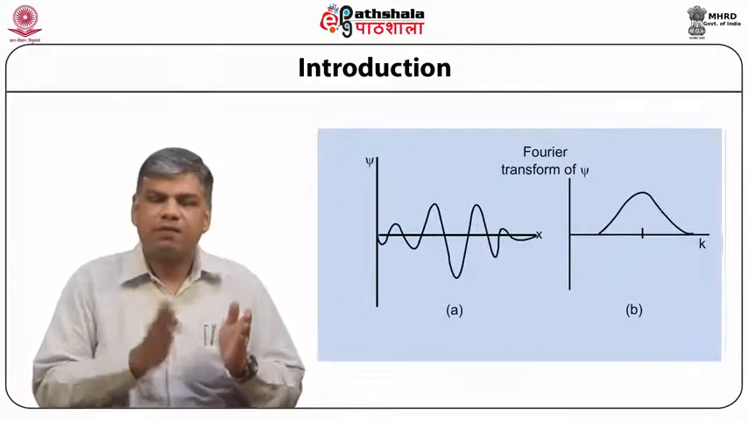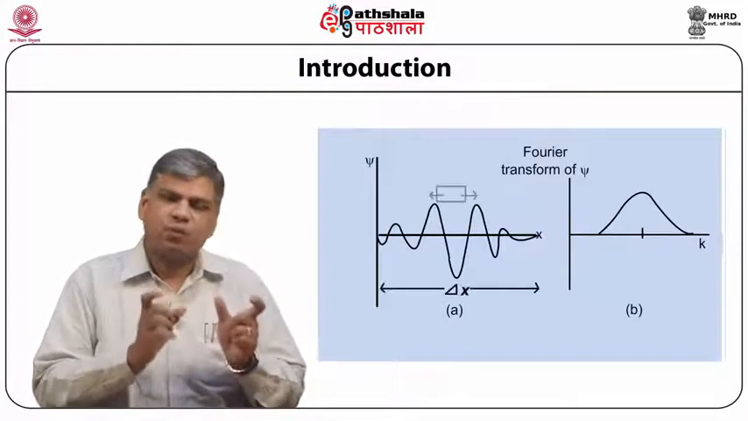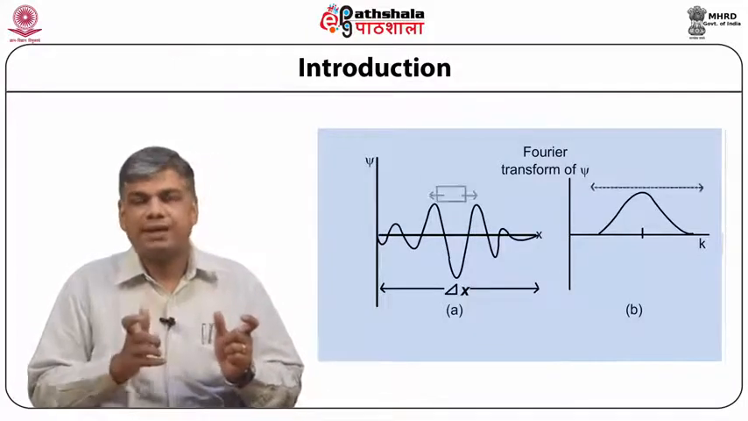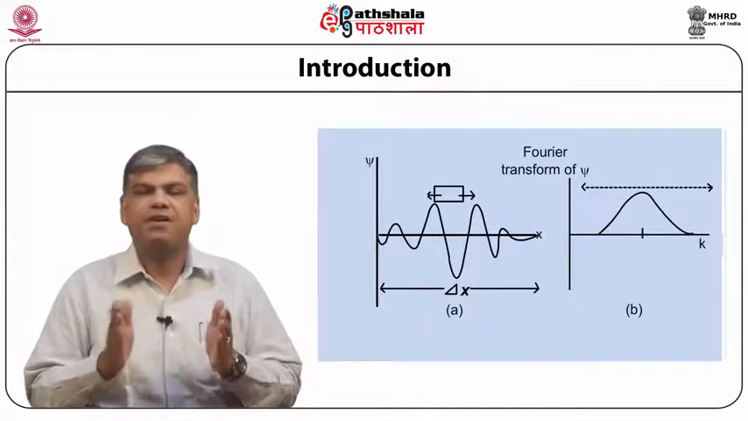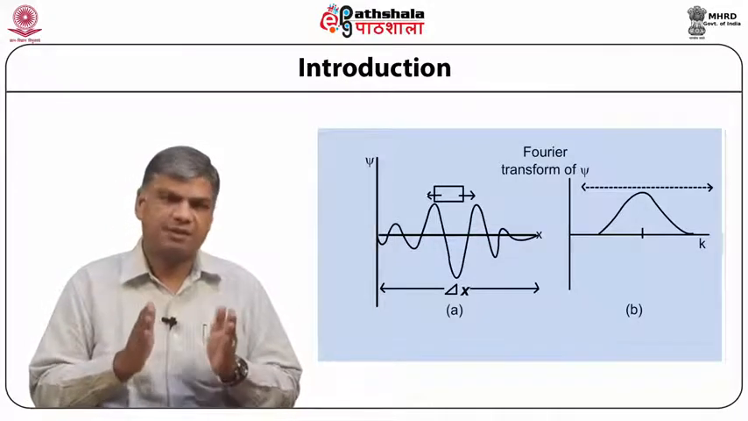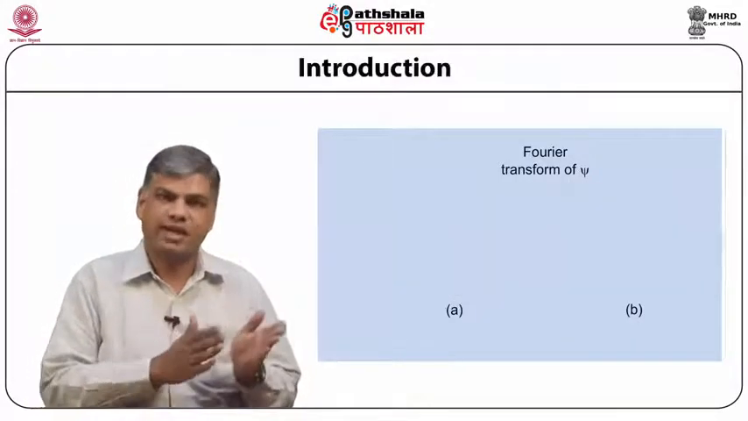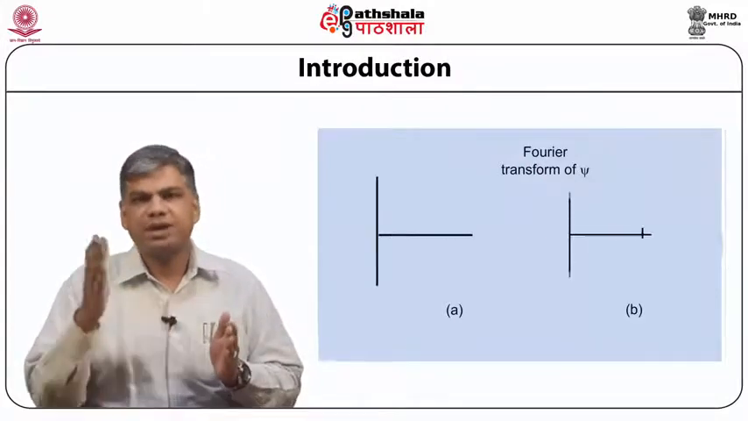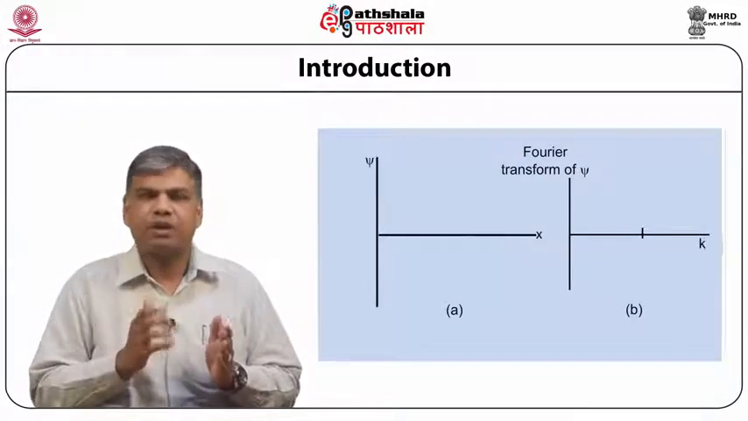Conversely, a narrow wave packet, that is small delta x, will contain a large number of waves having a broad spread in wave numbers, that is a very large delta k. Now, let us again look at the figure.